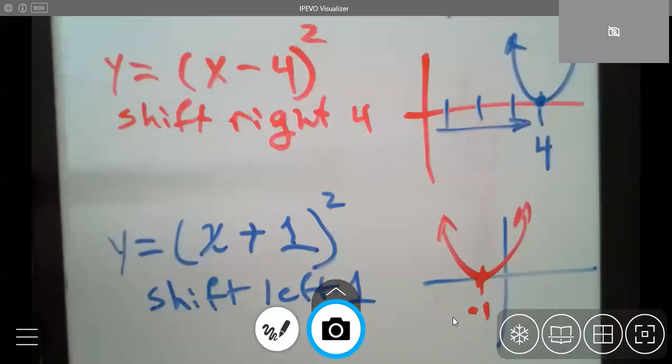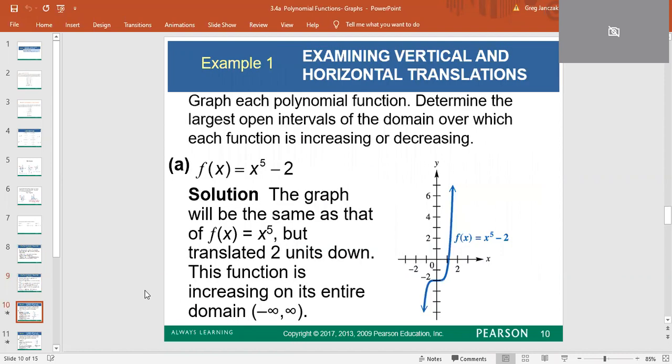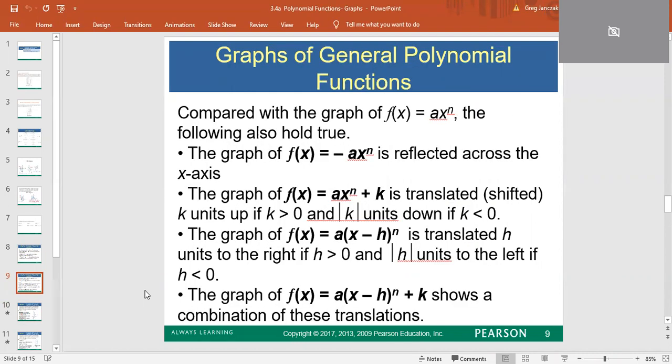All right. And then the last one is a combination. It's going to shift it right or left when you've got a to the x minus h to the n plus k. Now it's going to shift right or left, and up or down. So it's a combination. So you can have more than one transformation in a graph. Okay? Questions there? Okay. So let's look at some problems.